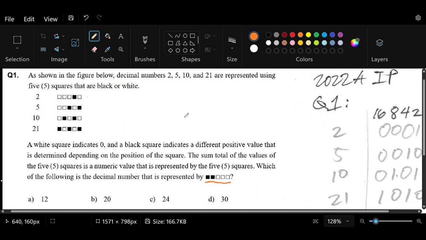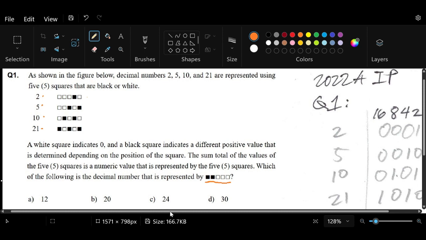The way to solve this is to understand how we got the number 2, the number 5, the number 10, and the number 21 based on the sequence of squares on its right. Each of the squares could have either a black or a white, and the way to understand how we can solve this is to look at the squares as a sequence.